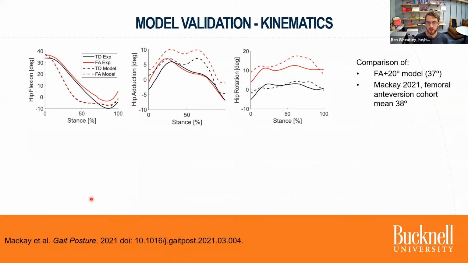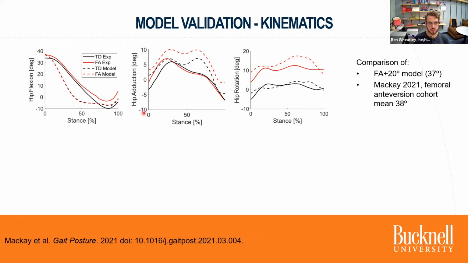So let's go ahead and dive right into comparing our model to experimental data. What we're showing here is our model compared to data from McKay et al., a recently published paper that had gait kinematics and dynamics analysis for a cohort of typically developing group, as well as a cohort with a femoral anteversion angle of 38 degrees. This correlated very well with our femoral anteversion model of increase of 20 degrees, which is a total femoral anteversion of 37 degrees. So you can see here we're showing hip kinematics.